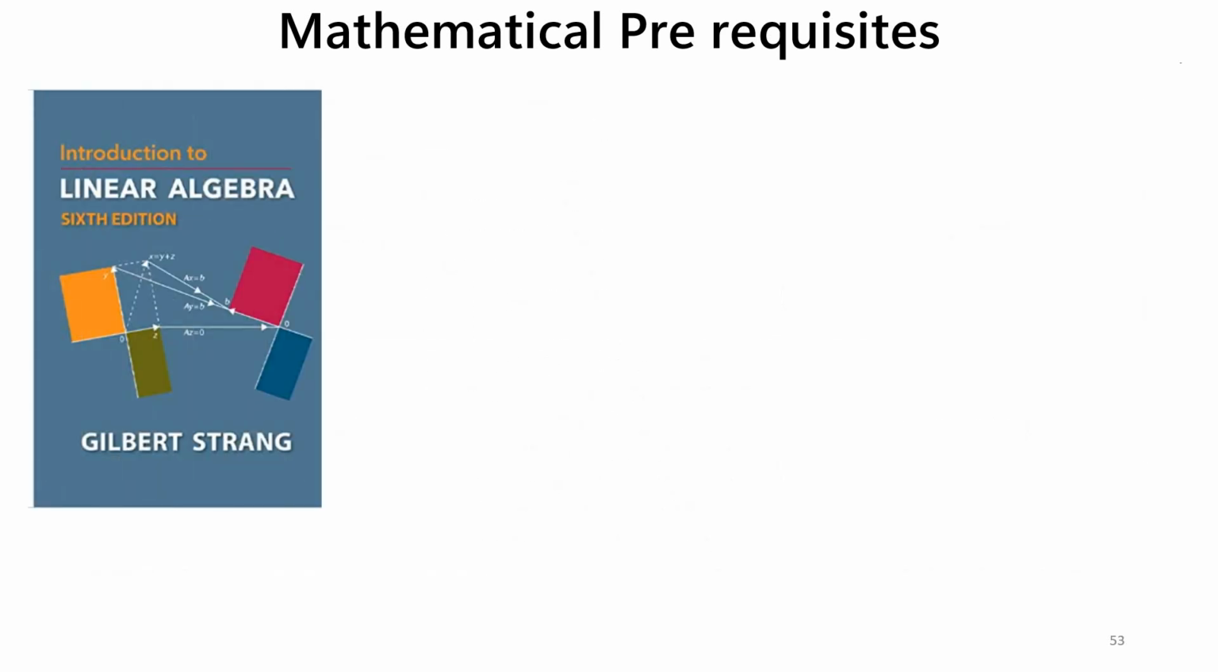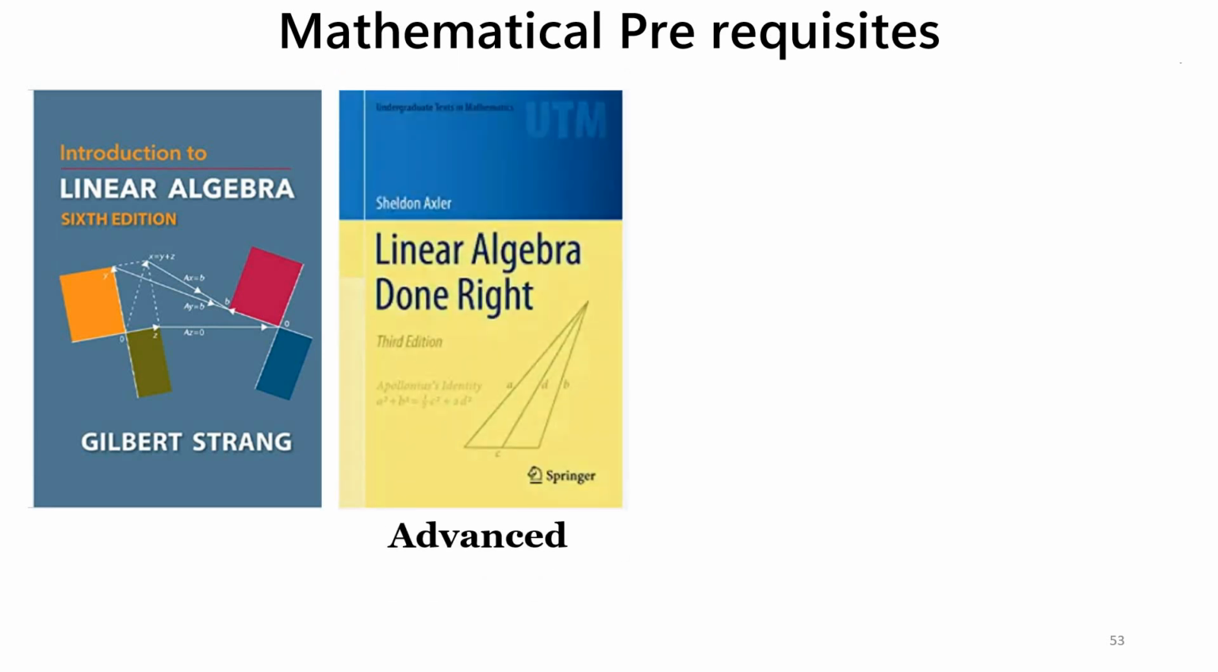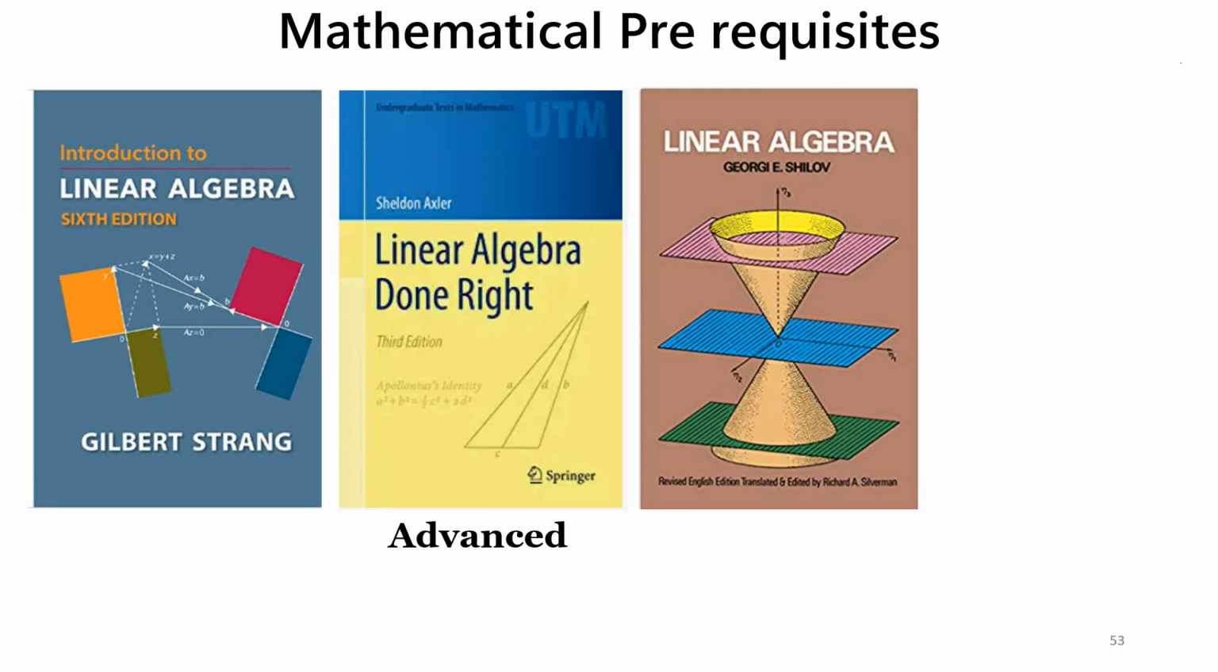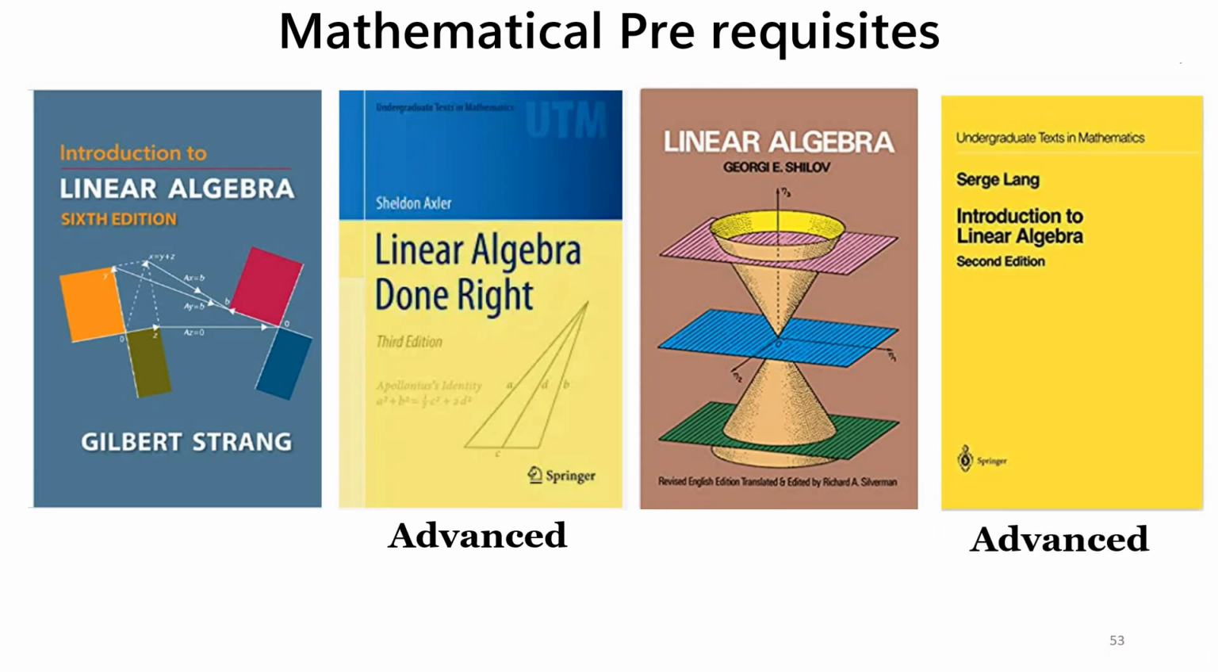The first one is the famous Gilbert Strang's linear algebra. You can take this one as advanced. Sheldon Axler's Linear Algebra Done Right. George Shilov and Serge Lang's famous Introduction to Linear Algebra. These two books are a little bit advanced, right? And the first and the third one is pretty easy. But I'm just giving you this suggestion because it is a must.